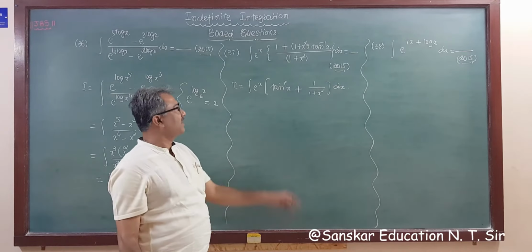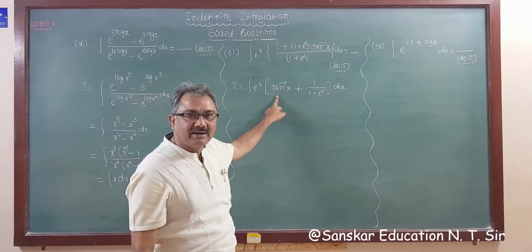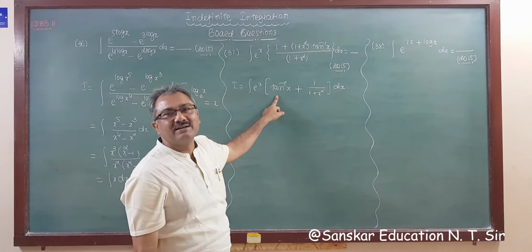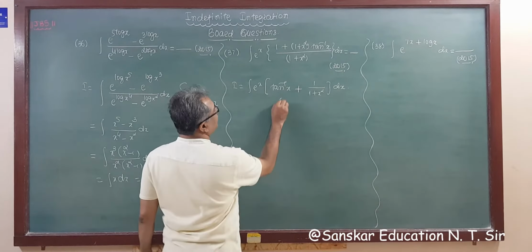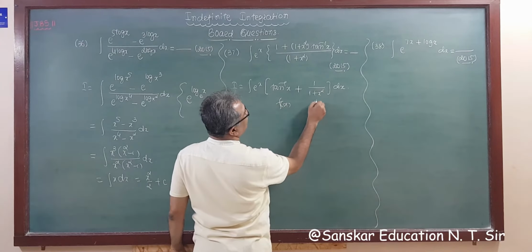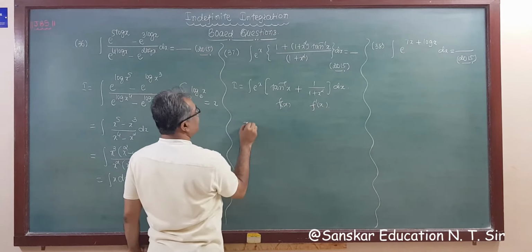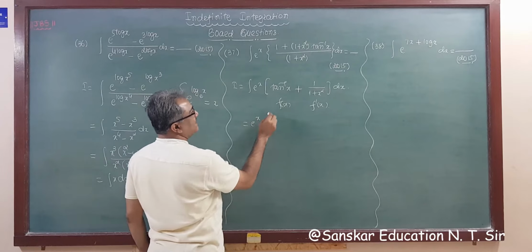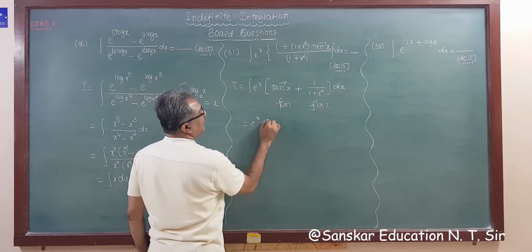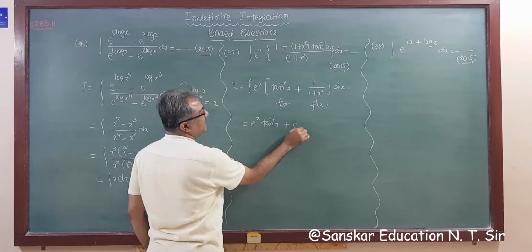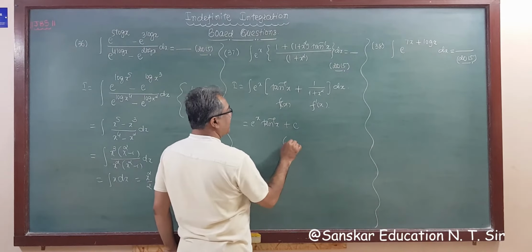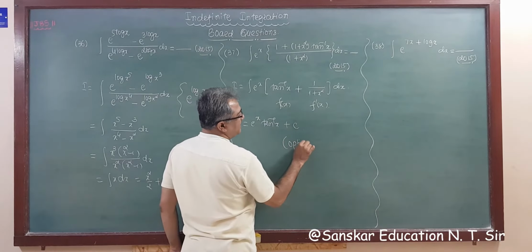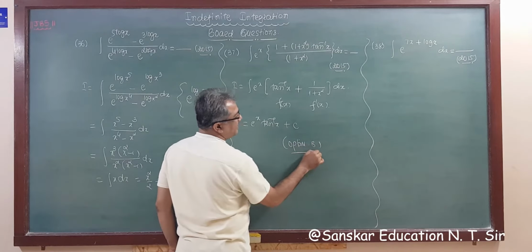And you know the derivative of tan inverse x is 1 upon 1 plus x square. So this is f dash x, and this is fx. So the answer will be e raised to x fx, where fx is tan inverse x, plus c. That is for number 37, your option number B. So option B is your correct answer.